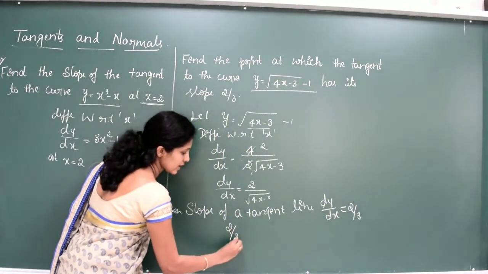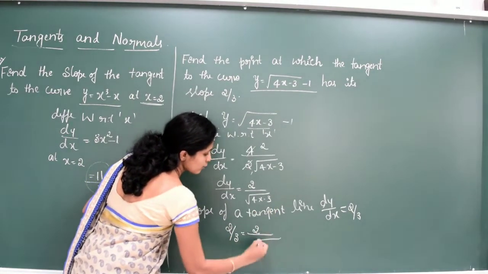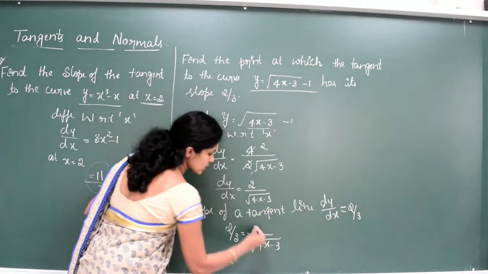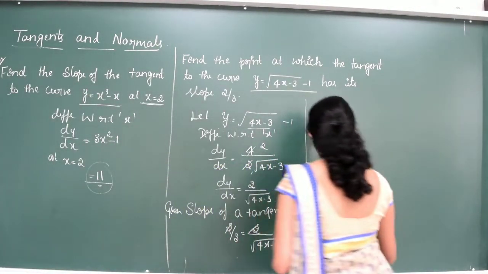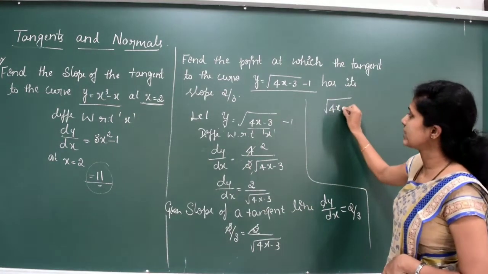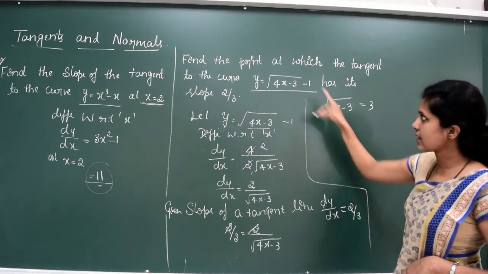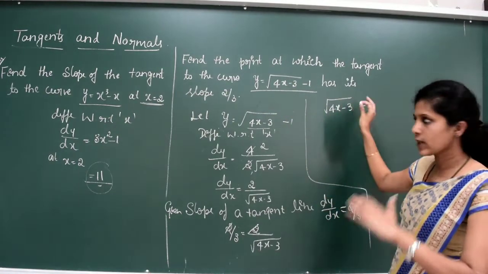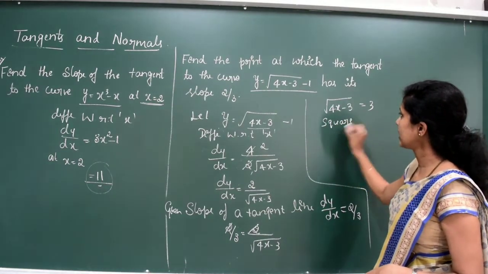So 2 by 3 is equal to 2 divided by root of 4x minus 3. So 2 and 2 will get cancelled. By this we can write root of 4x minus 3 is equal to 3. Right? We need the value of x and y. So we will square on both sides.